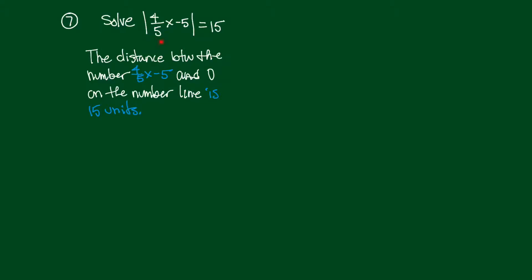So here's how we interpret this statement here. It means the distance between the number 4/5 x minus 5 and 0 on the number line is 15 units. Now let's draw a picture. From the picture we'll get our equations.